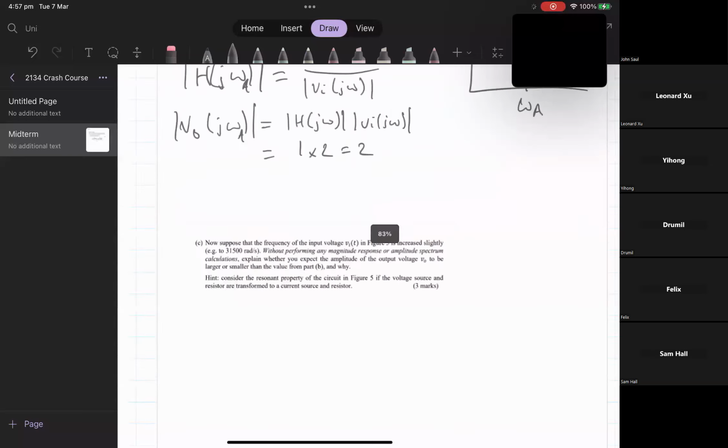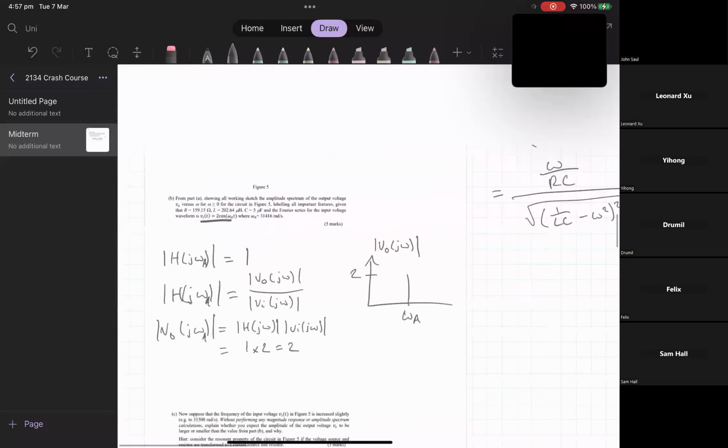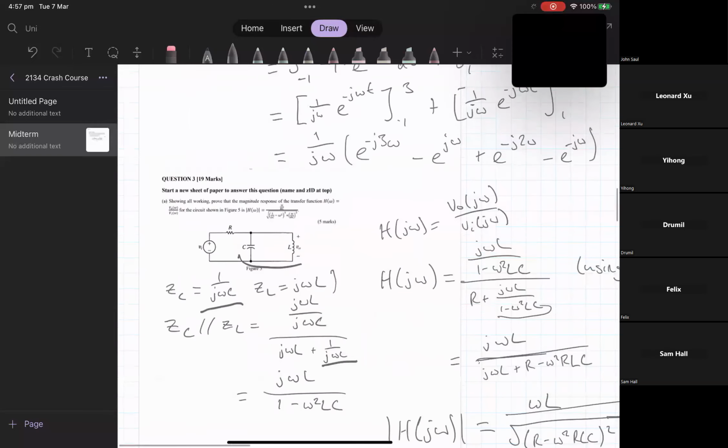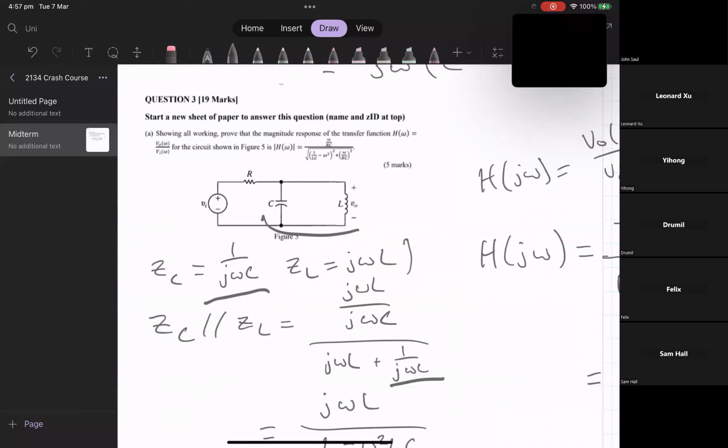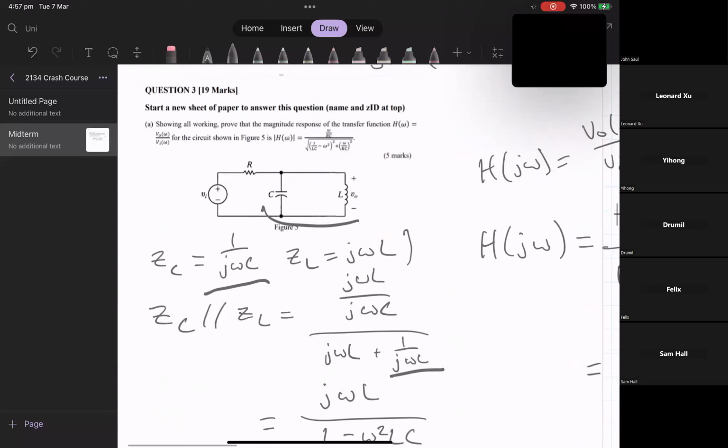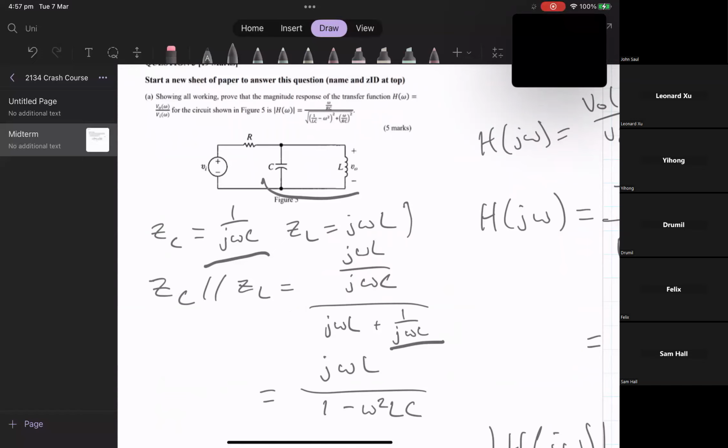So to make this easy on ourselves, looking back at this circuit, this isn't a series resonance or parallel resonance circuit yet, but using source transformation, we can turn it into a parallel resonance circuit and easily use those formulas. So I'll do that now.